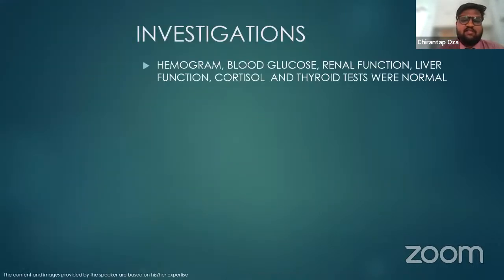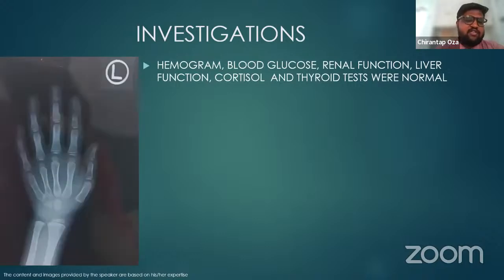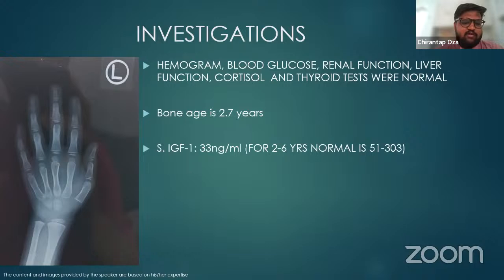So the investigations that were performed revealed hemogram, blood glucose, renal function, liver function tests to be normal. The thyroid function test and cortisol was also normal. This is the X-ray bone age image of the child, and a bone age of 2.7 years was calculated using the Tanner-Whitehouse method. Serum IGF-1, which is insulin-like growth factor 1 value, was sent, and the investigation showed low serum IGF-1, which was 33 nanogram per ml.